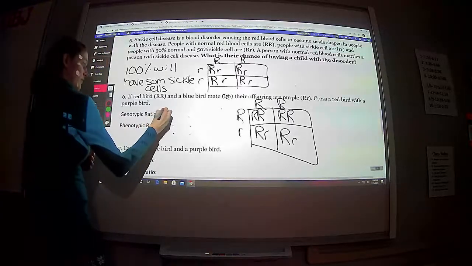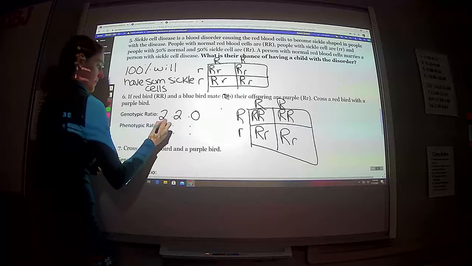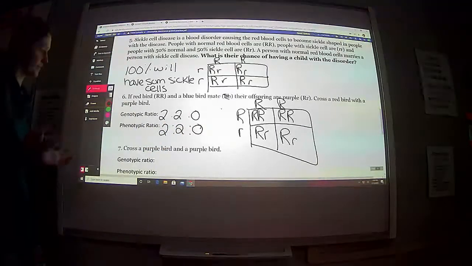All right, now we have 2 dominant, 2 heterozygous, and 0 recessive. We have 2 reds, 2 purples, and 0 blues.